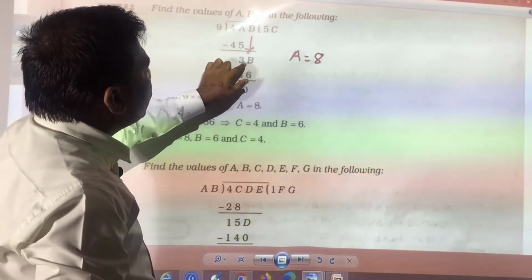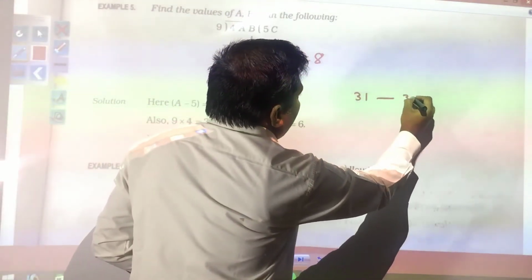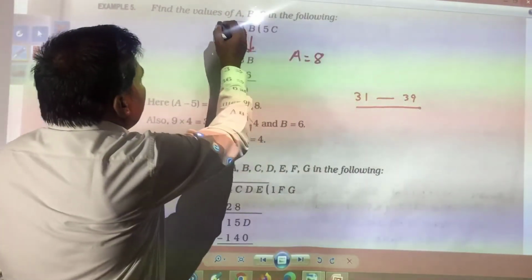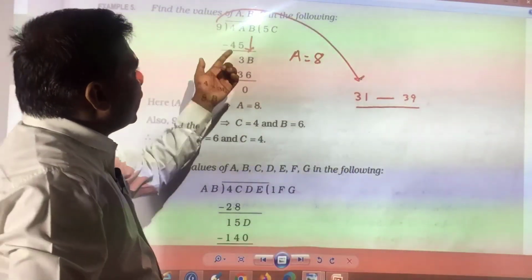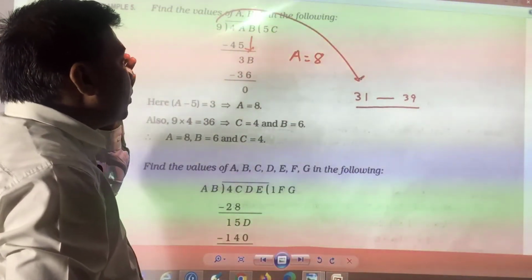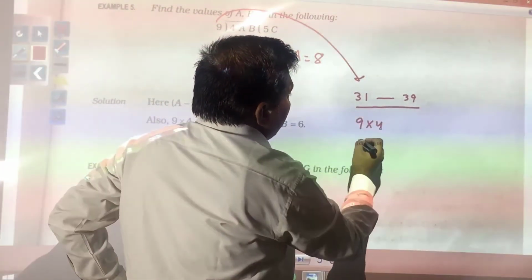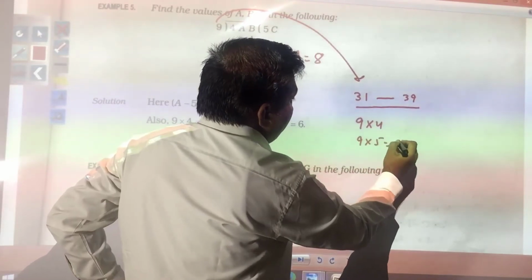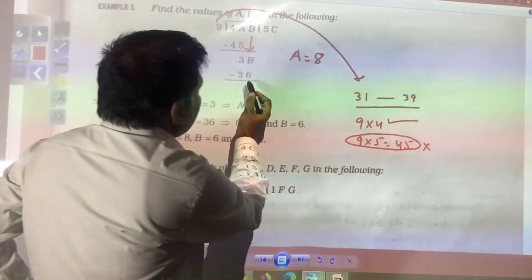Here you see, in the 2 digit numbers between 31 to 39 we need to see which will come in the table of 9. If you are writing the multiplication table of 9, 9 4s are 36. If you do 9 5s, that will become 45. So, this cannot be taken. So, 9 4s are 36 we will take.